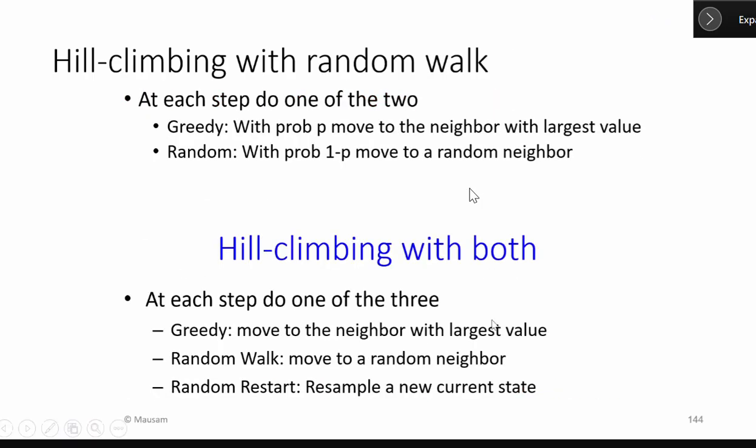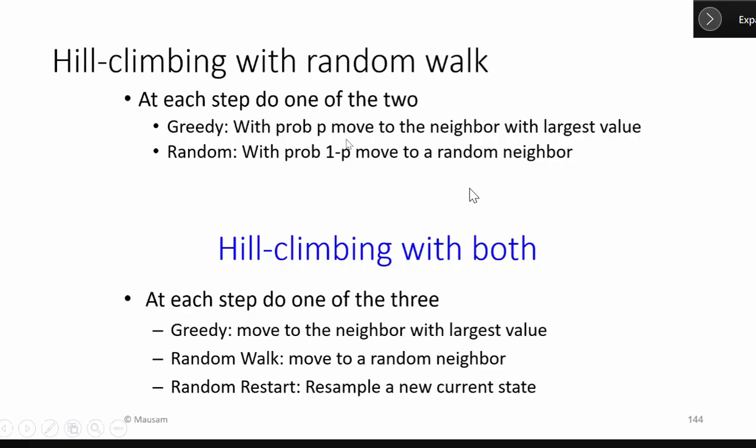Next, hill climbing with random walk. At each step you have to do one of the two. One is greedy: with some probability, move to the neighbor with the largest value. Or, randomly with probability 1 minus p, move to a random neighbor. So you can do any one with the random walk.